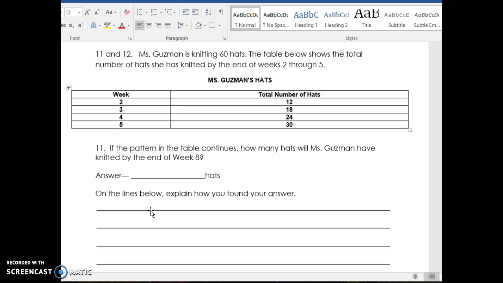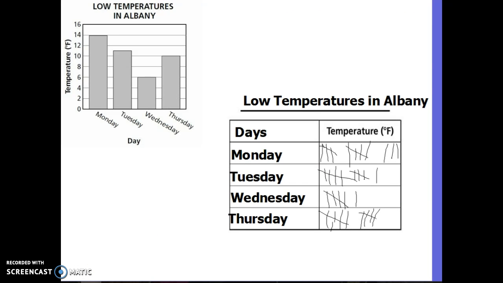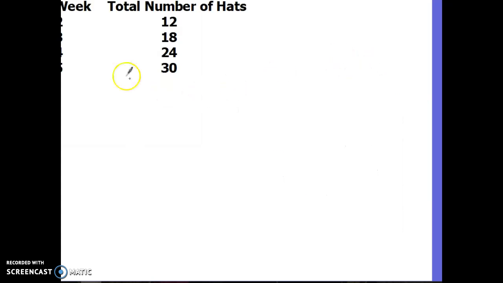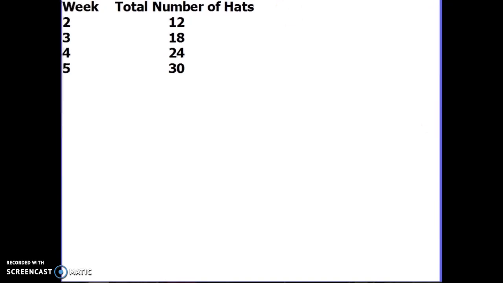Mrs. Gutzman is knitting 60 hats. The table below shows the total number of hats she has knitted by the end of week 2 to week 5. If the pattern continues, how many hats will Mrs. Gutzman have knitted by the end of week 8? So, just like a problem that we had before, we need to go ahead and extend the table or the chart.